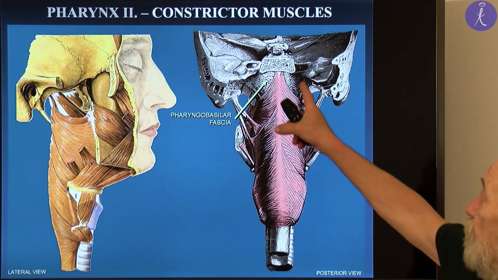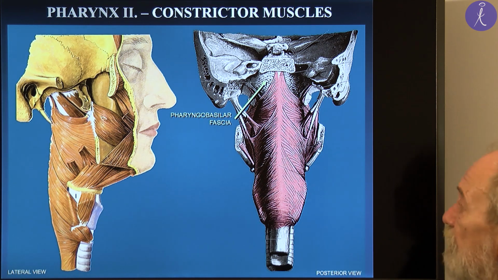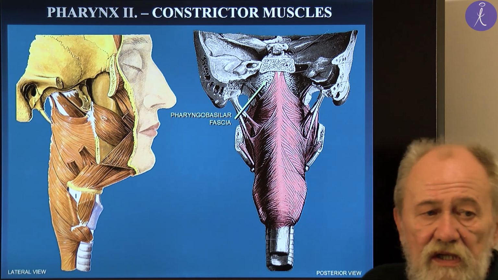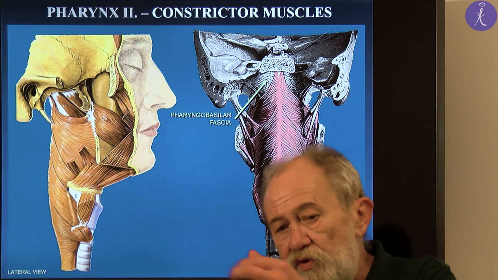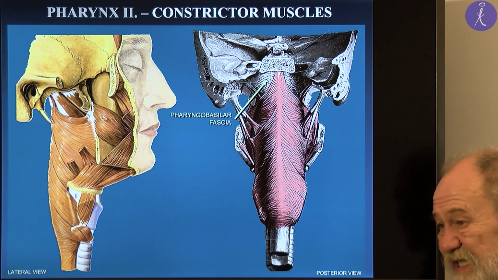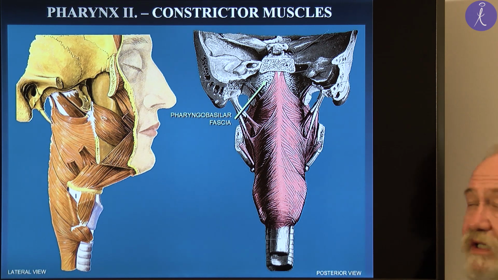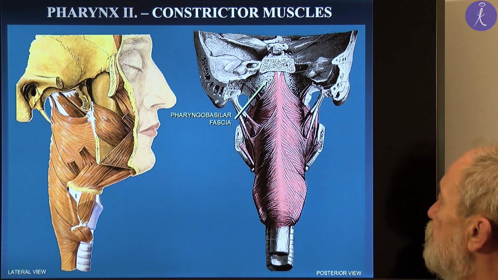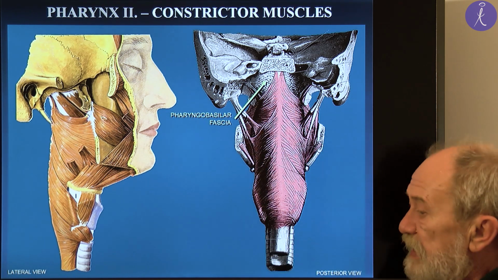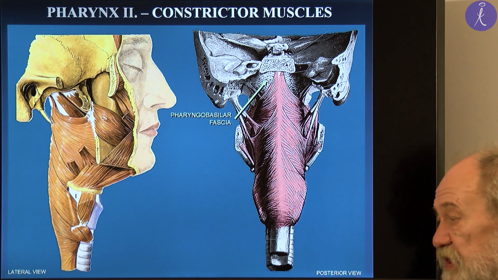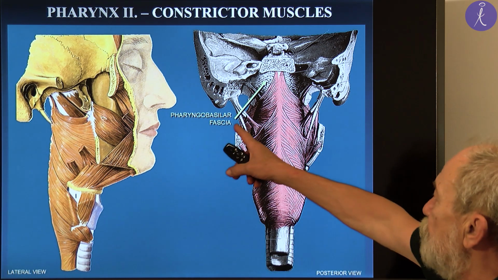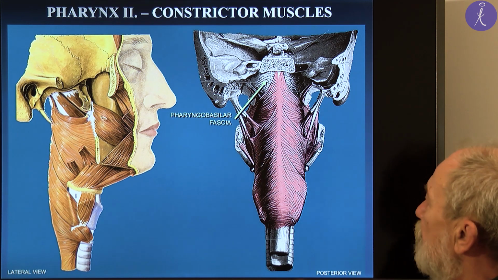But constriction of the highest level of the pharynx is not needed because it exclusively communicates with the nasal cavity. Therefore, no peristaltic constriction is needed here. So muscle is missing from the highest part of the pharyngeal wall. Here, dense collagenous connective tissue, a very strong fascia replaces the muscle, and this is called the pharyngobasilar fascia.